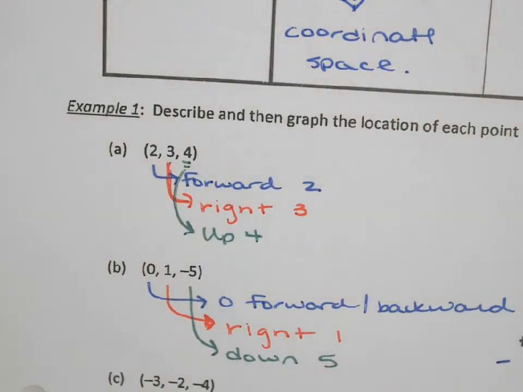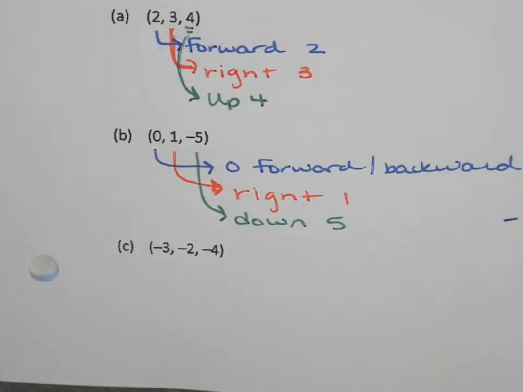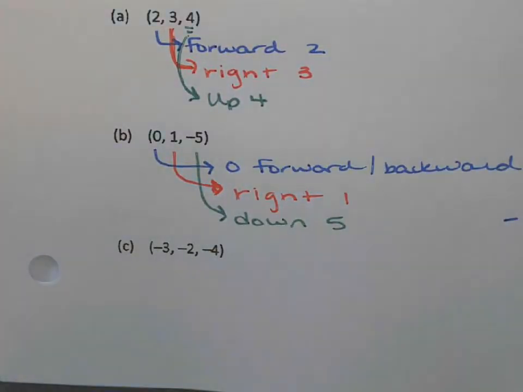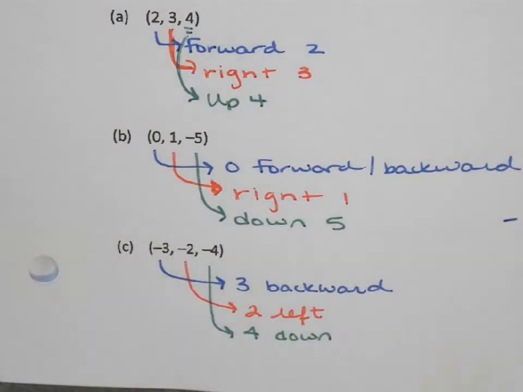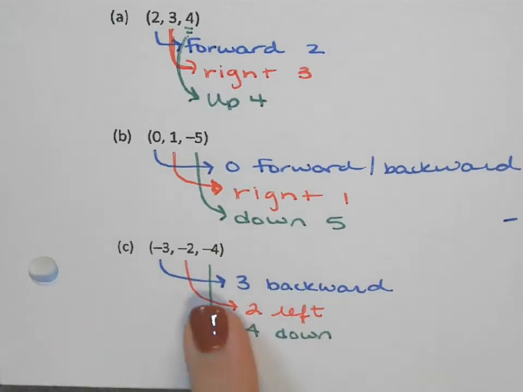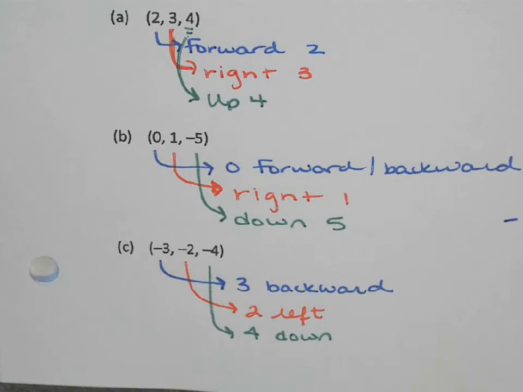Okay. I want you guys to try this last one. Try this last one on your own. So that moves 3 backward, 2 to the left, and 4 down. I don't care if you write backward 3 or 3 backward. It does not matter to me. As long as you have the word backward and the 3, I don't care the order.